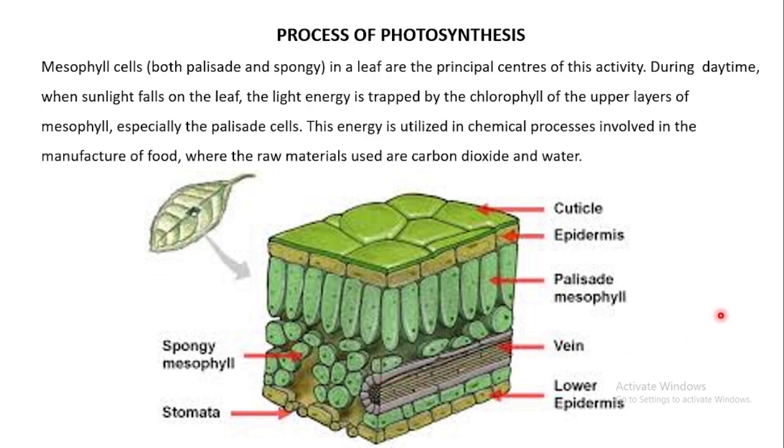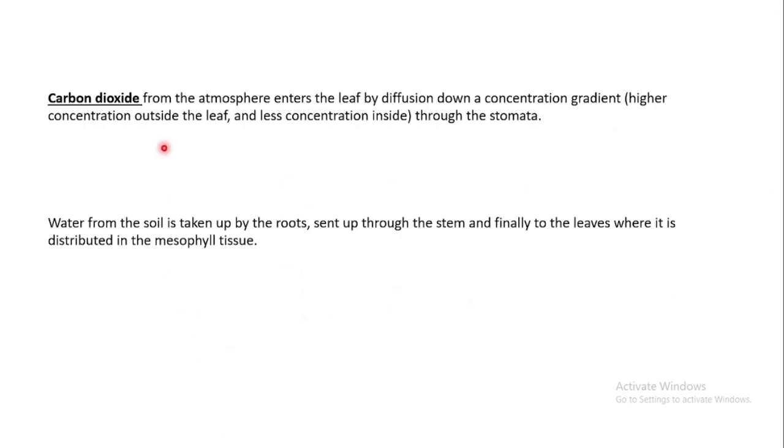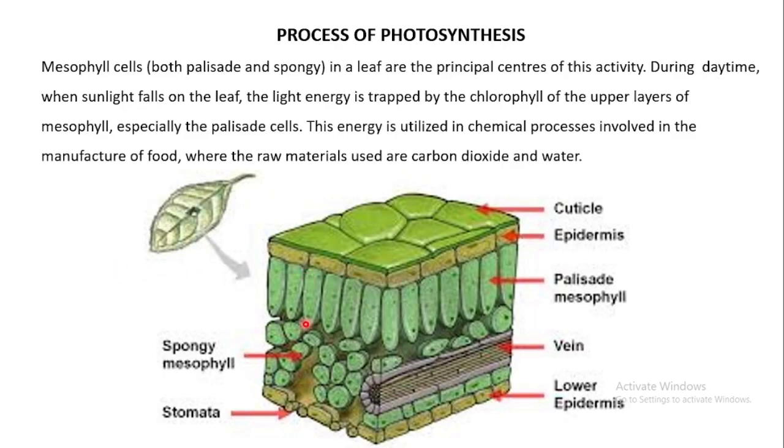Now let's talk about carbon dioxide and water. Carbon dioxide from the atmosphere enters the leaf by diffusion down a concentration gradient. That is higher concentration outside the leaf and less concentration inside, so it moves from high concentration to low concentration through stomata. Water from the soil is taken up by the roots, sent up through the stem and finally to the leaves where it is distributed in the mesophyll tissues. If you see here, carbon dioxide enters through here, water enters through here, and sunlight falls maximum on this upper epidermis.